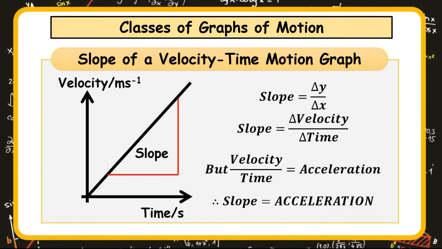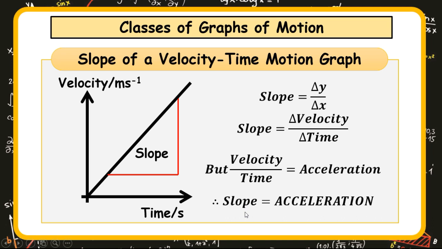And that can also be proven that when you have a graph whose y-axis is velocity in meters per second and time in seconds, the slope or gradient is calculated as change in y over change in x. The y-axis is velocity, and the x-axis is time. But remember again that velocity over time is equal to acceleration. Therefore, the slope of a velocity time graph represents acceleration.